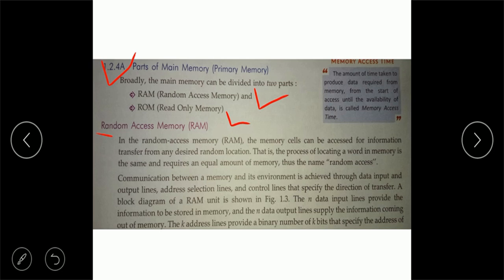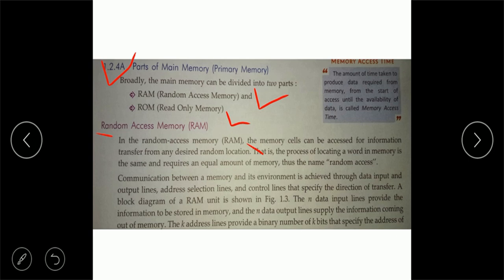It means in the computer memory, the memory cells can be accessed for the transfer of information from any desired place, any random desired place. That's why its name is random access memory. The process of locating a word in memory is the same and requires an equal amount of time. Thus, the name is given random access.